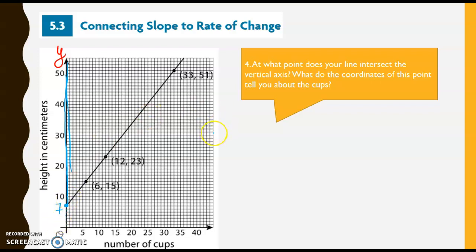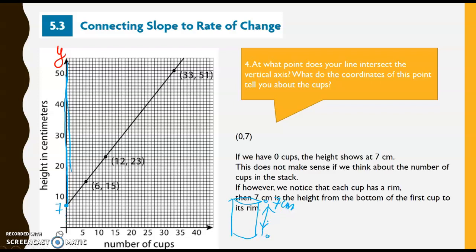What do the coordinates of this point tell you about the cups? Remember when we stacked those cups, we did not start from 0, 0, because when you put one cup up, let's say this is a cup right here, so it's just one cup, I'm not starting out from 0, right? So this could tell me that my starting point is at 7 centimeters, because maybe that's how tall the cup is. And that's what that means. So the coordinate is 0, 7. That's what you're going to write down.